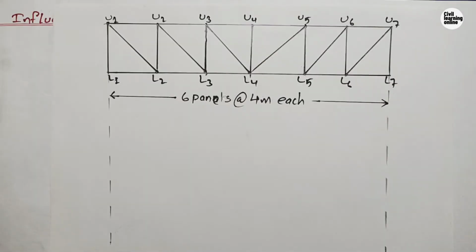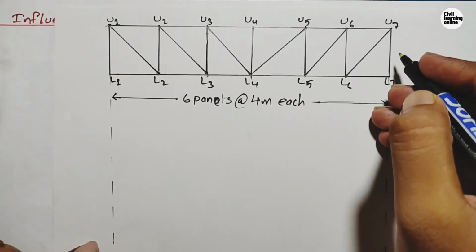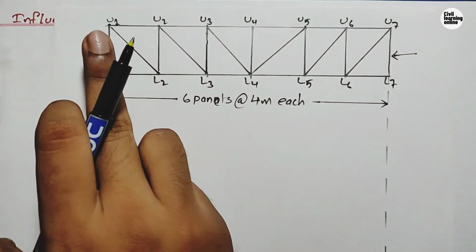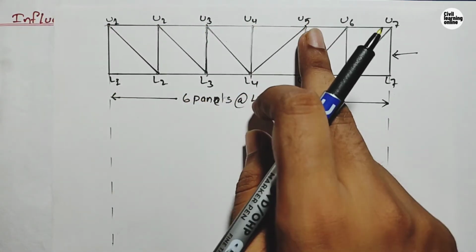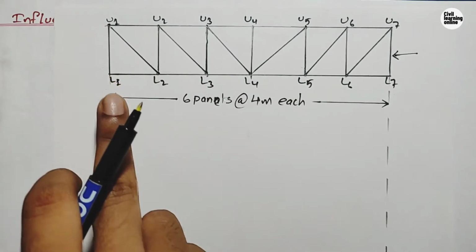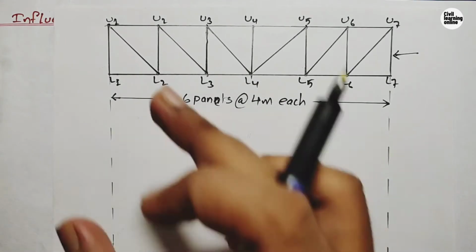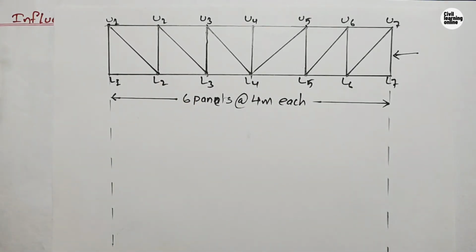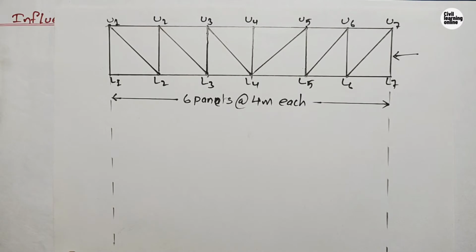So guys, here I have selected a question, and this is a through type truss. I have named the nodes as u1, u2, u3, u4, u5, u6, u7, and lower nodes as l1, l2, l3, l4, l5, l6, l7, so that it will help us to distinguish or name the upper chord member, bottom chord member, diagonal member, and vertical member easily. First of all, let us draw the influence line diagram for the upper chord member, that is u1, u2. So let us draw a straight line first for drawing the influence line diagram.